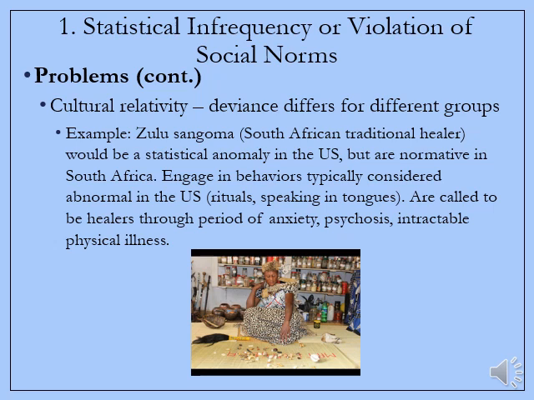So for example, in South Africa, there's a tribe of people called the Zulu, and their traditional healers are Sangoma. And if a Zulu Sangoma was in the US and was behaving in a normal fashion for a Zulu Sangoma, they would be considered a statistical anomaly. They would be violating social norms. Zulu Sangomas vary in how they undergo their traditional healing, but they do engage in behaviors that are typically considered abnormal in the US. They have rituals such as throwing bones to make predictions about somebody's life or to give guidance to somebody. Sometimes they'll speak in tongues.